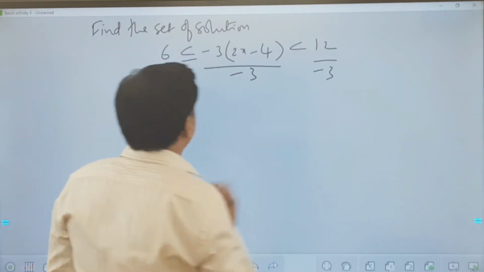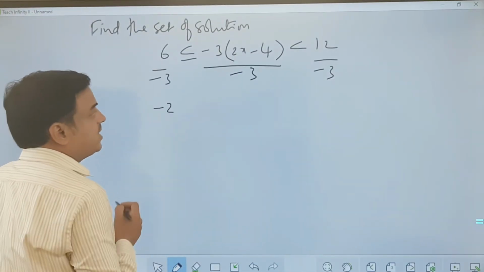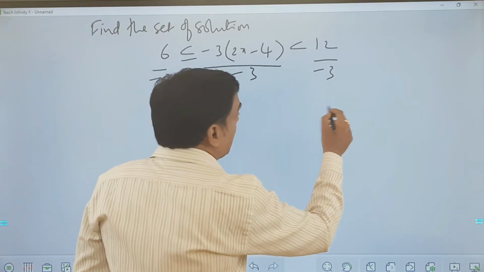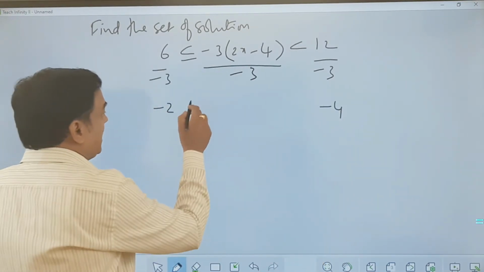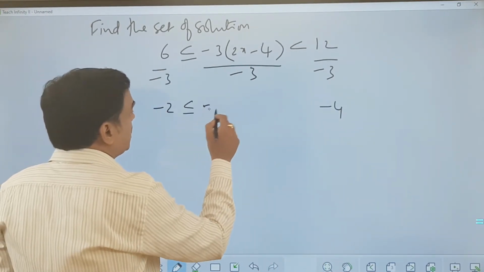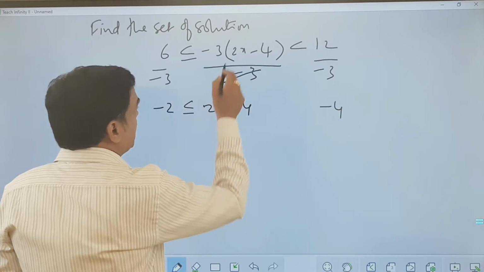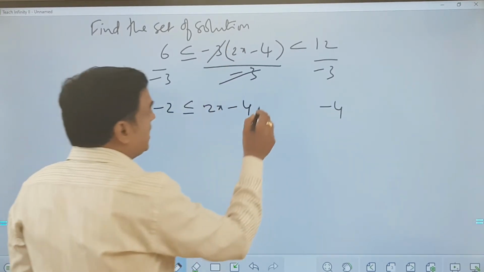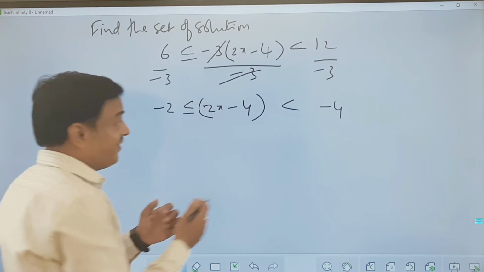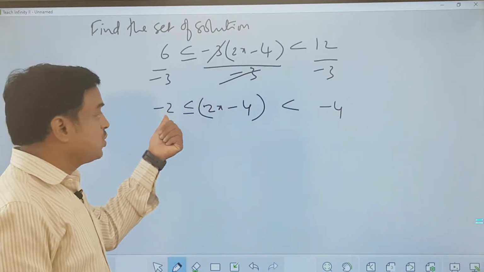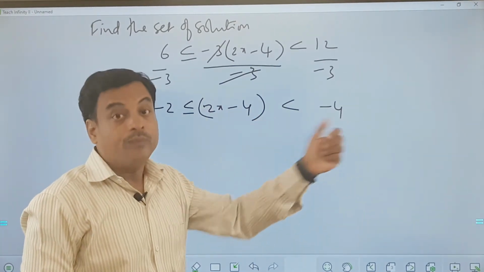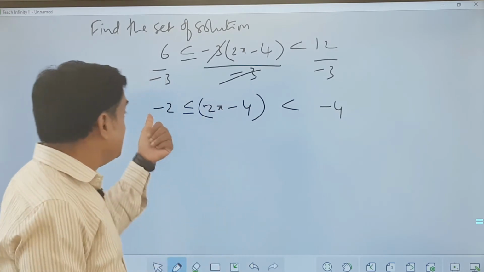So when I divide by minus 3, my friends, here I get minus 2 and here I get minus 4, and less than or equal to, you get 2x minus 4 because minus 3 plus 3 minus 3 gets cancelled. And this should be definitely wrong. How could minus 2 be less than minus 4?